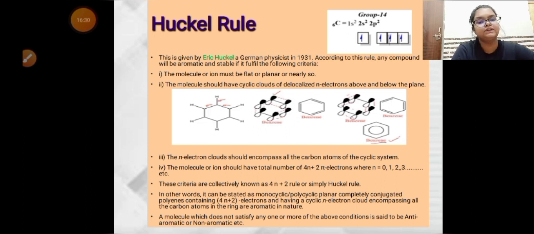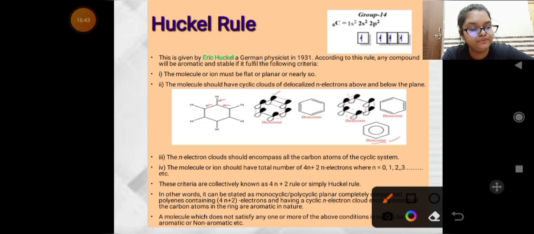The second is that the molecule should have cyclic clouds of delocalized pi electrons above and below the plane. We know the electronic configuration of our carbon atom is 1s2, 2s2, 2p2. Here, three orbitals are involved in hybridization, meaning sp2, and one electron remains unhybridized. So here there are three sigma bonds and one unhybridized electron.